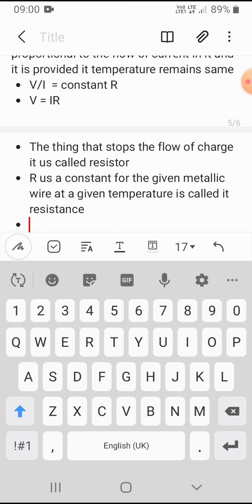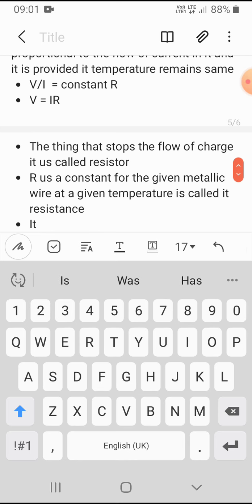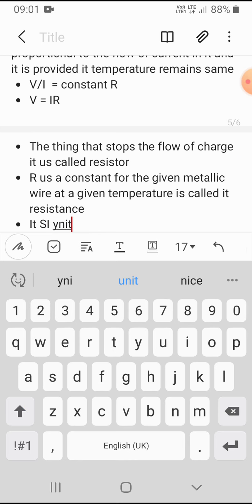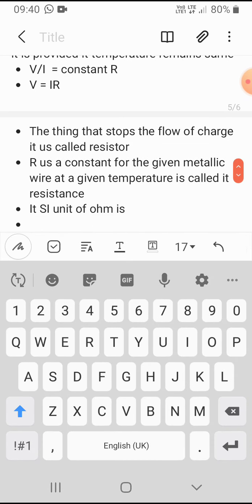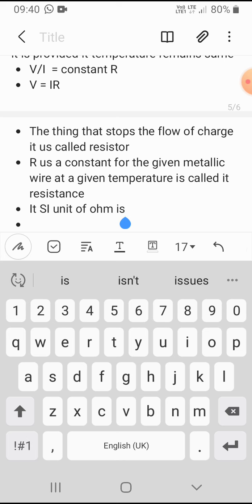And for that, the formula is... So its SI unit is ohm, the Greek letter, I will say in 1 minute. So after that, next is the ohm.